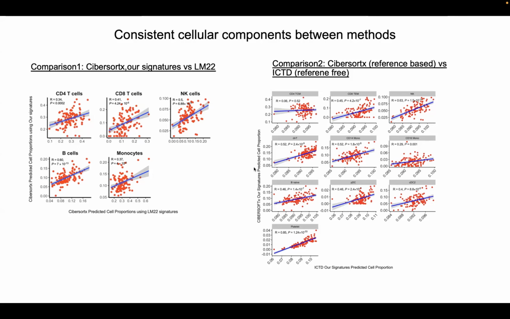And furthermore, we used our own signature to run through those deconvolution methods to compare the CIBERSORTx result with the ICTD. From those two tools, one is reference-based and the other is reference-free, we can see a very strong correlation in performance, even in those cell subclusters, including the CD4 TCM and CD8 TM cells.